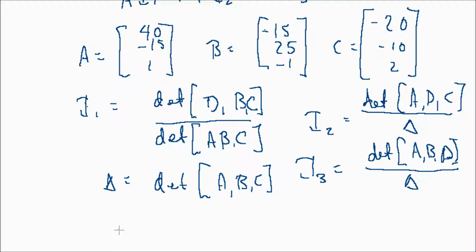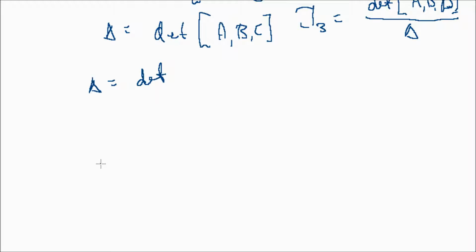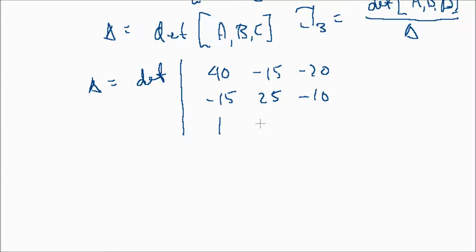So let's figure out what delta is. Delta is the determinant of ABC, which is equal to the determinant of this: 40, minus 15, minus 20, then minus 15, 25, and minus 10, and then 1, minus 1, and 2.